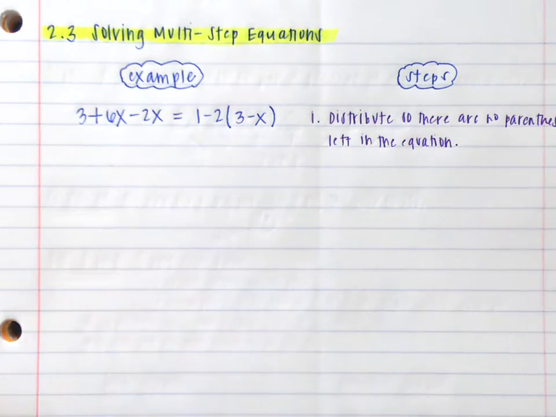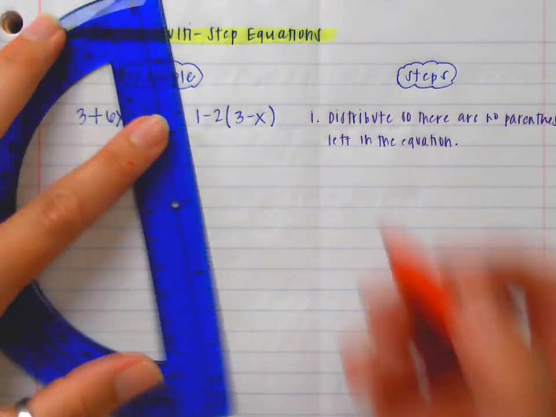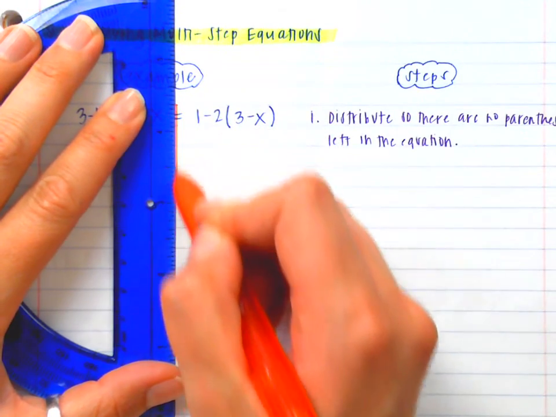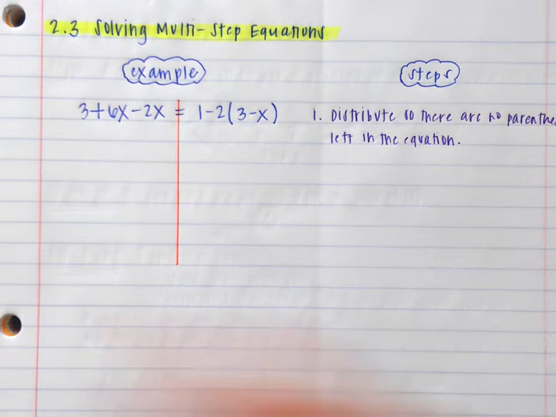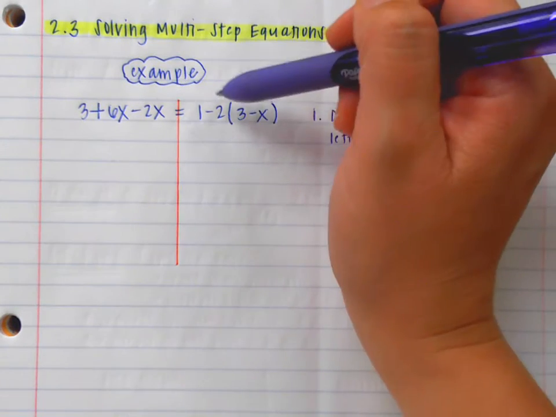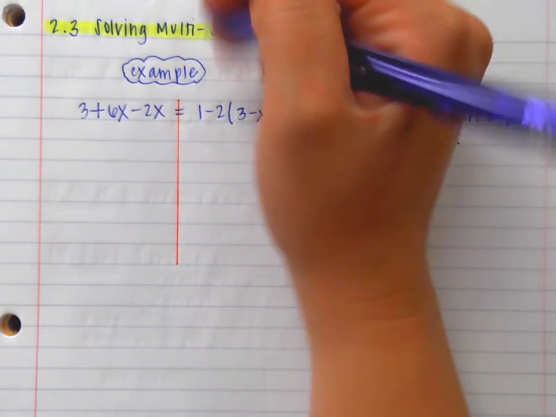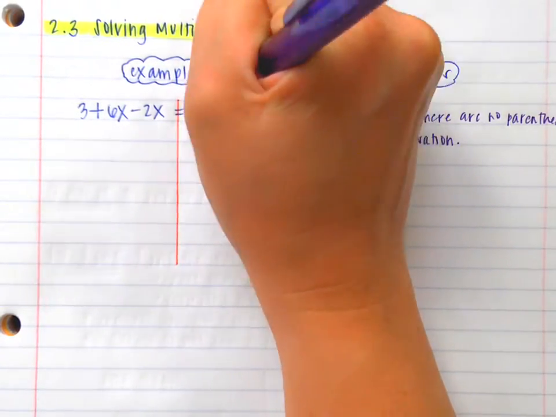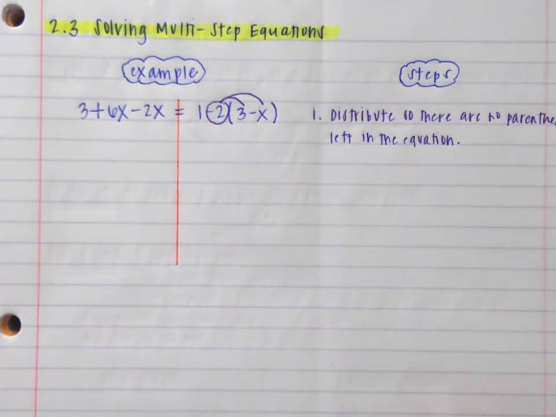Now, just like I did in our last video, I'm still going to put a line down the equal sign to keep myself organized. Remember, whatever I do to one side of the equation, I have to do to the other. Remember, we're only distributing the number that's right in front of the parentheses, so it's that -2 on the right side. I'm going to distribute it to my 3 and my x. Now I'm just going to bring everything else down.